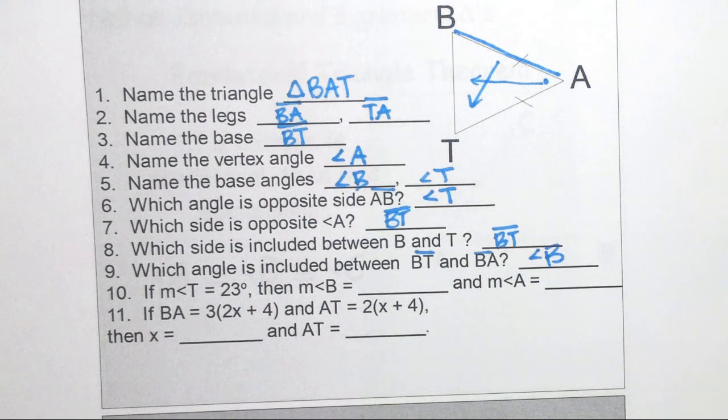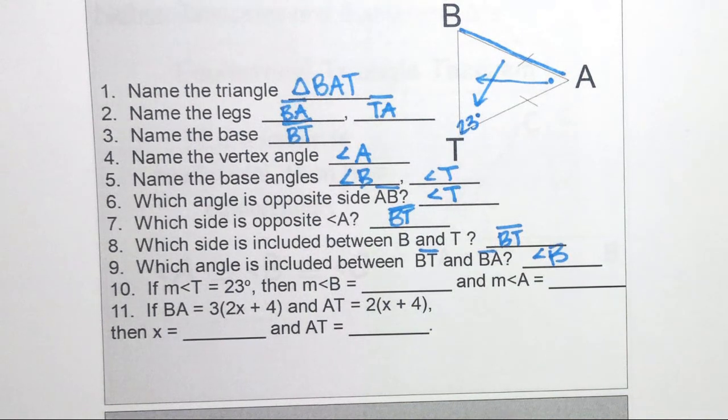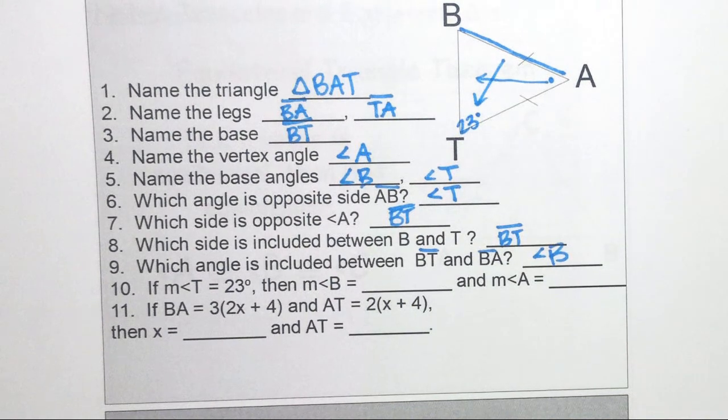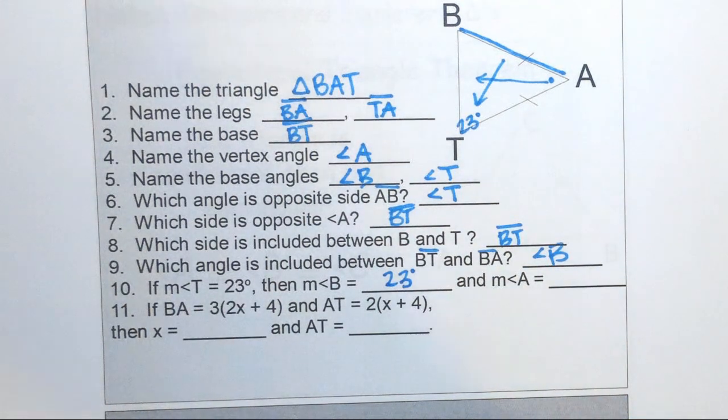Scholar. If angle T is 23 degrees, then what is angle B? 23 degrees. And Scholar, while you think about the answer, I want everybody else to actually calculate. What is angle A? When you think about who you're choosing, Scholar, do you know who your victim's going to be?